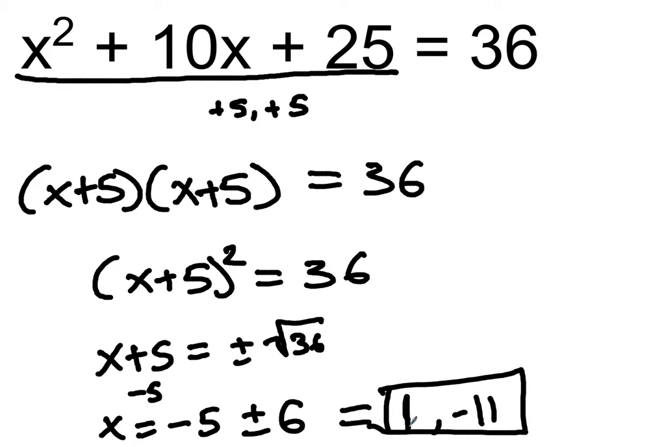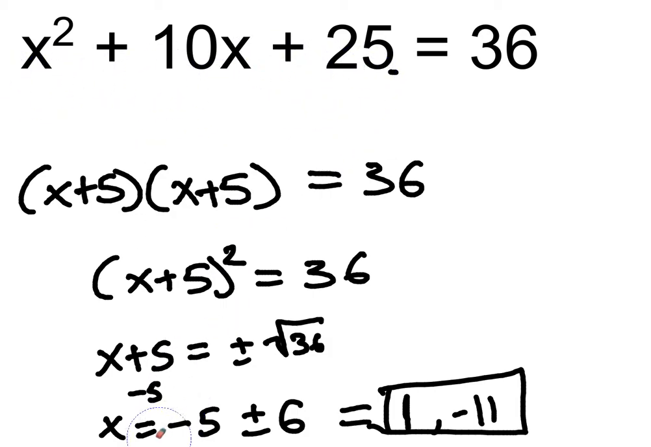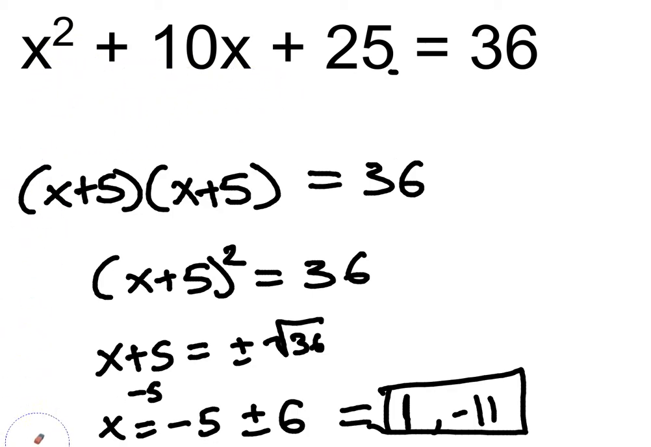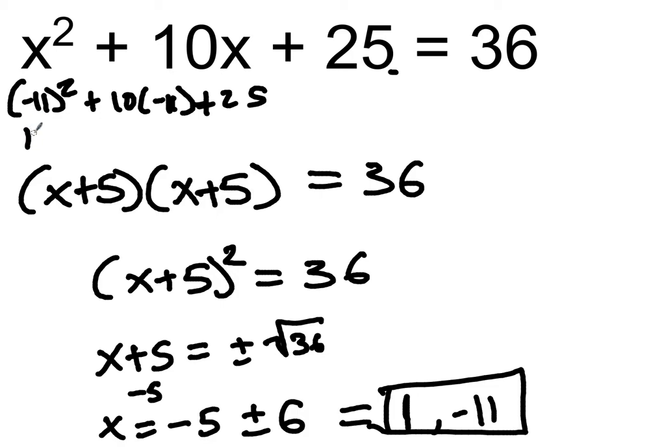We can plug them back in and check. If I plug in 1 for x up here, I get 1 squared plus 10 times 1 plus 25, which is 1 plus 10 plus 25, which is 36. So 1 works. Let's try negative 11. This is going to be very different. Negative 11 squared plus 10 times negative 11 plus 25. Negative 11 squared is a positive 121. This is minus 110 plus 25. This gives me 11 plus 25, which does equal 36. So these are our solutions.